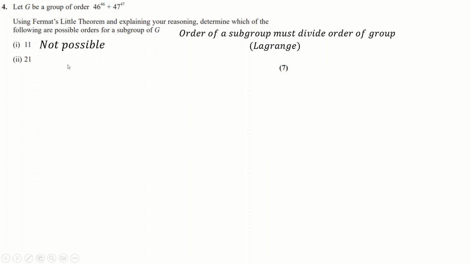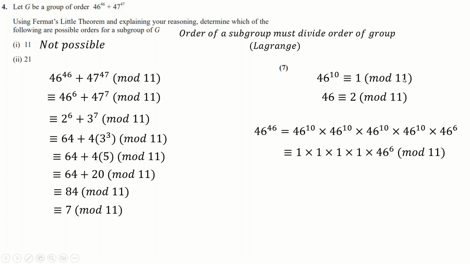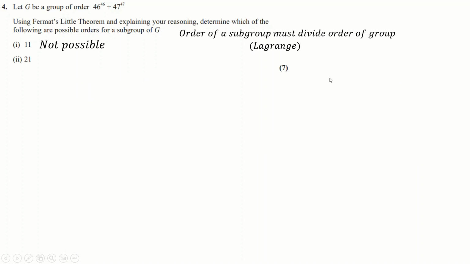Now the problem with 21 is it's not prime, which means you can't use Fermat's little theorem, because Fermat's little theorem needed a prime to be here. Now I think what you're actually supposed to do was say that 21 is 3 times 7, and then use that because they're both prime.